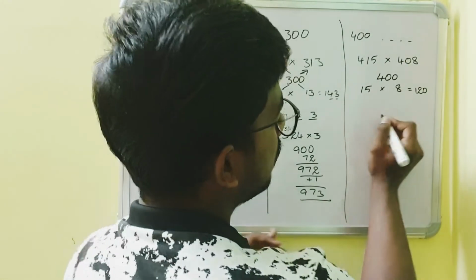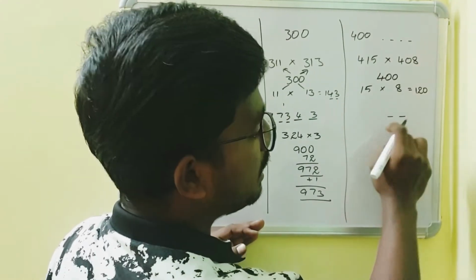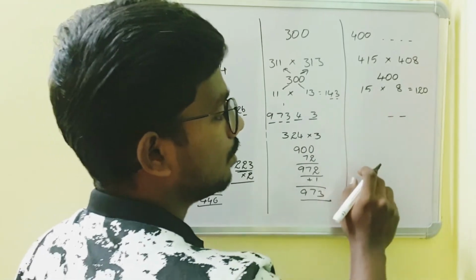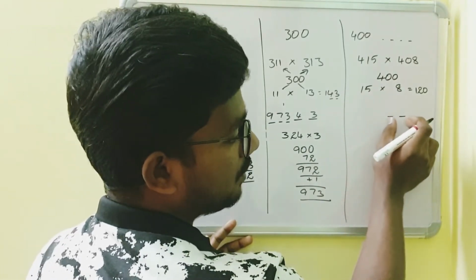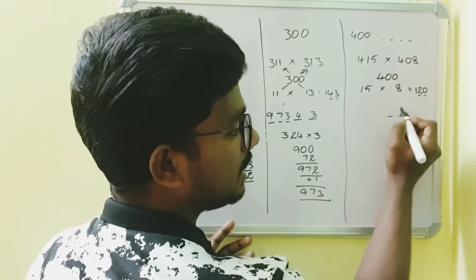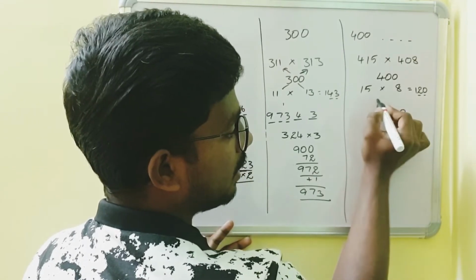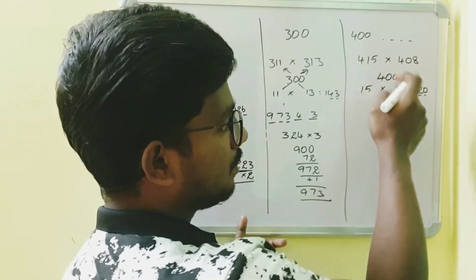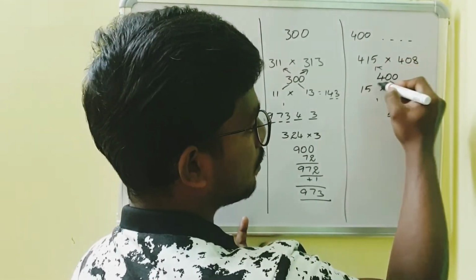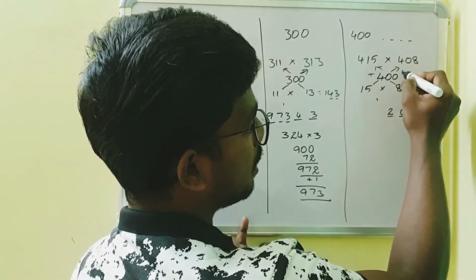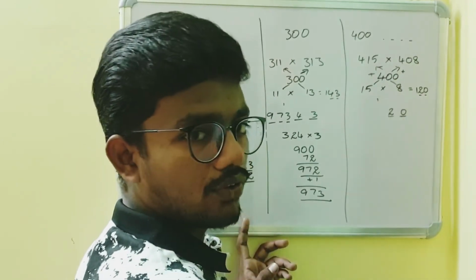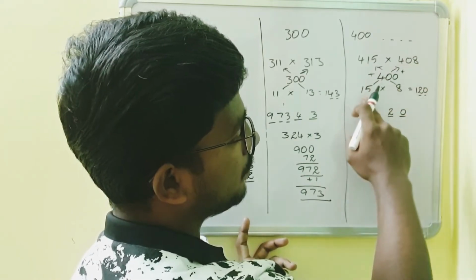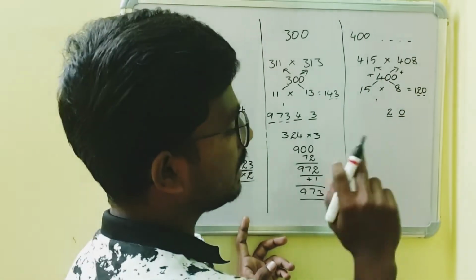But I require only the last two digits, as these are multiples of 100. So we have to take the last two digits. Here the last two digits are 2 and 0, and 1 will be carried forward. Now we have to add the cross differences. So after adding these two, we will get 423. 415 plus 8, which is also equal to 408 plus 15, is nothing but 423.